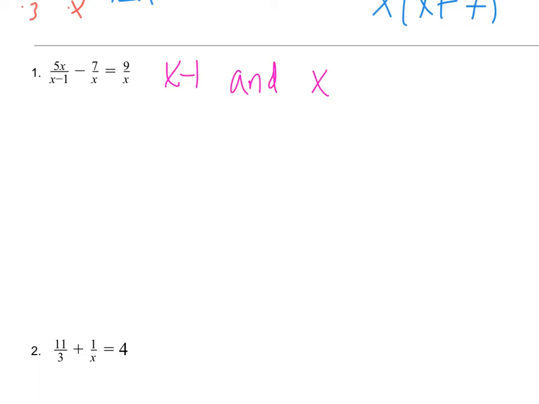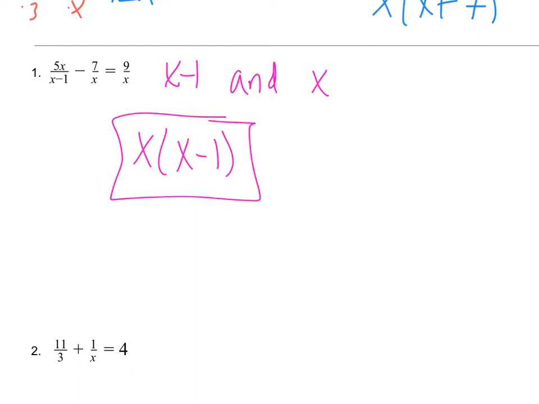And again, this is going to be a lot like the last one we just did in the quick review, right? We can't multiply x minus 1 times anything to give me x. We can't multiply x times anything to give me x minus 1. So our only option is to multiply them together to find that least common denominator. So my least common denominator is going to be x times x minus 1. That will be my least common denominator.